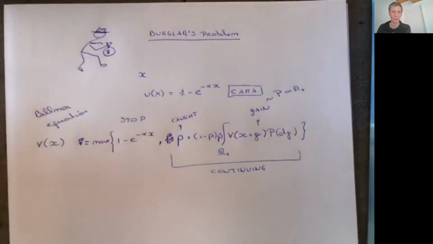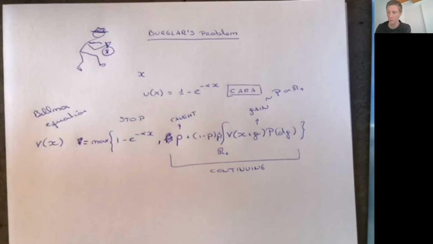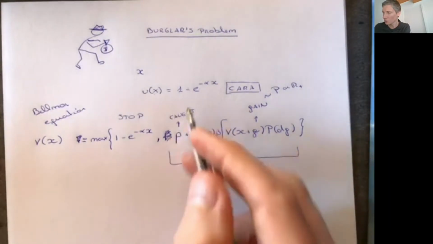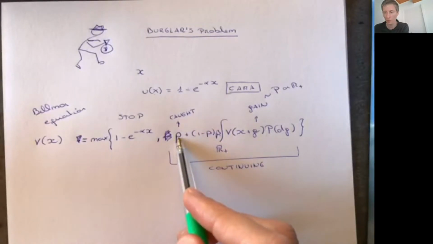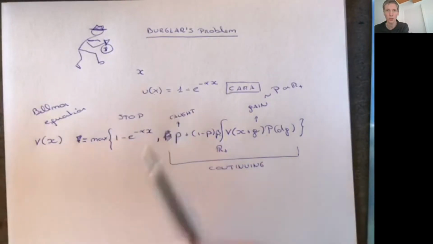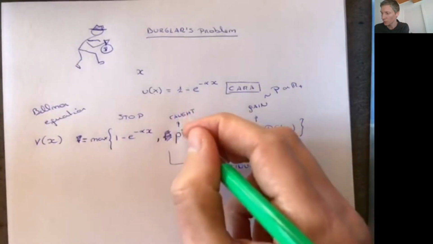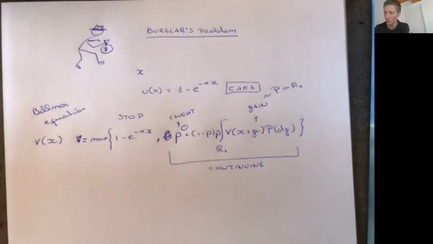I made a small mistake. If he's caught, which occurs with probability p, then he goes to jail and loses all his money. So we assume that the payoff is equal to 0, so here we have p times 0. This term will disappear, and we're only left with this term here.